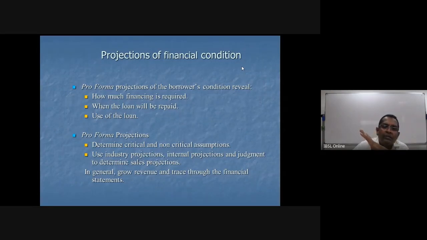Pro forma projection: we analyze the past, we know the present, and we project the future. Then cash flow projection, how much cash we need to borrow, loan repayments and those things. And projections determine the critical and non-critical assumptions, because all assumptions are made to project the future.